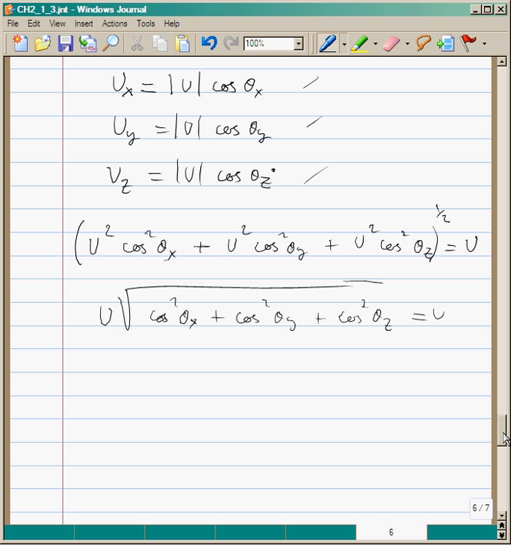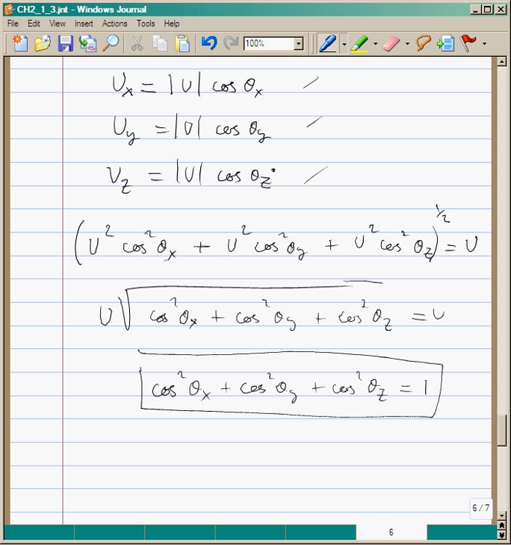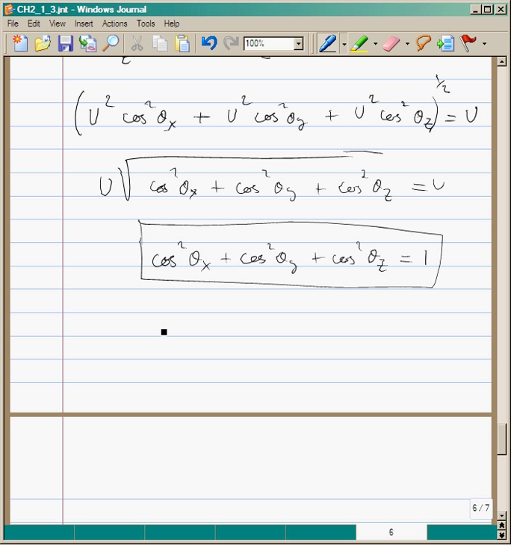And if you divide both sides by u, which you can do because u is positive, you end up with cosine squared theta x plus cosine squared theta y plus cosine squared theta z after you squared both sides. This is equal to 1. This is similar to the analogy that you should know in 2D. Sine squared theta plus cosine squared theta is equal to 1. Same thing. It's just extended in 3 dimensions.